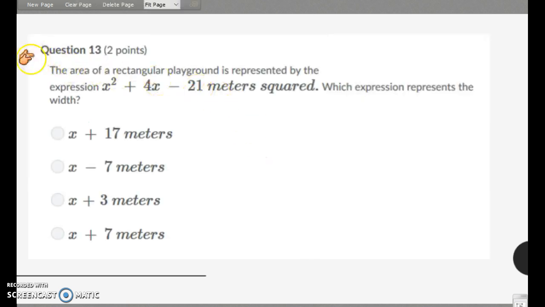Question 13. The area of a rectangular playground is represented by the expression x squared plus 4x minus 21 meters squared. Which expression represents the width? Answer choices are x plus 17 meters. Second choice, x minus 7 meters. Third choice, x plus 3 meters. And fourth choice, x plus 7 meters.